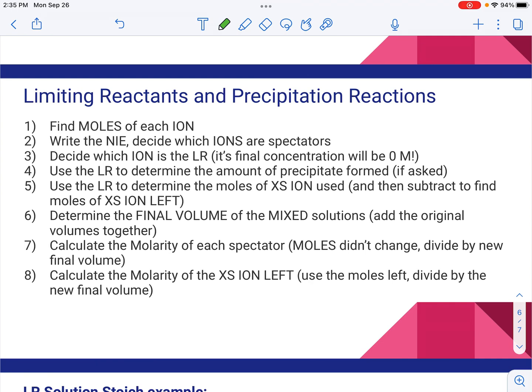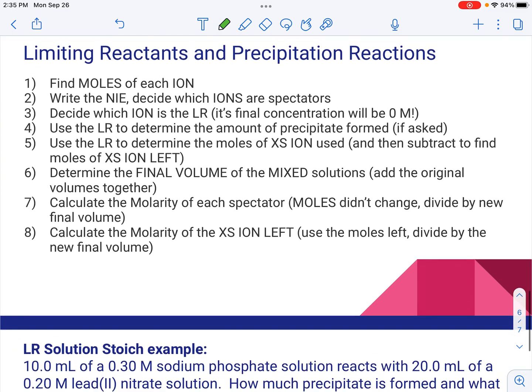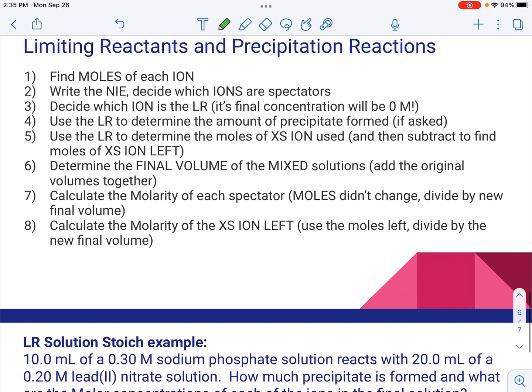All right. So the hard part about this is that not only are you going to be asked often to find out how much precipitate is formed, maybe they won't even ask you that. What they are going to ask you to find, and what is relevant to us, is what's left in solution when we're finished.